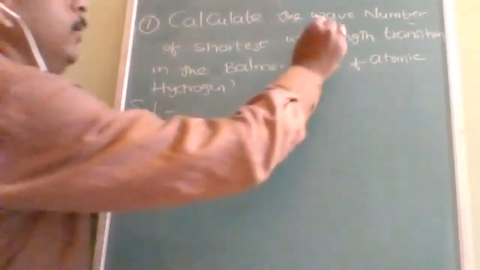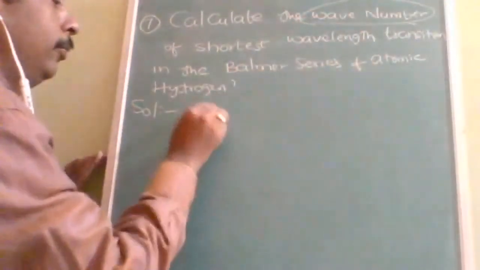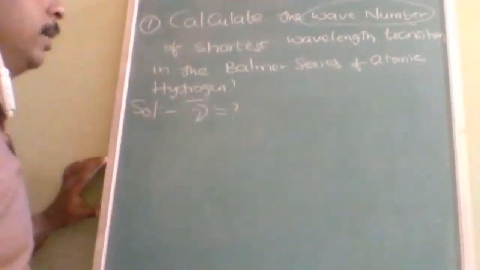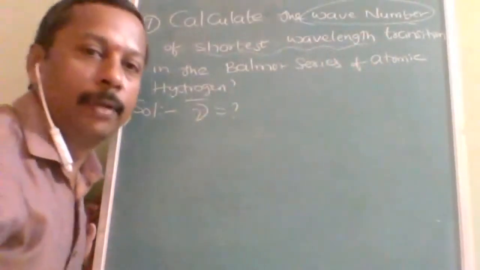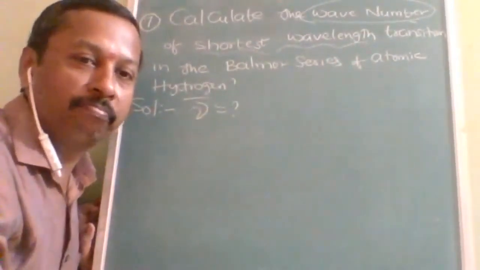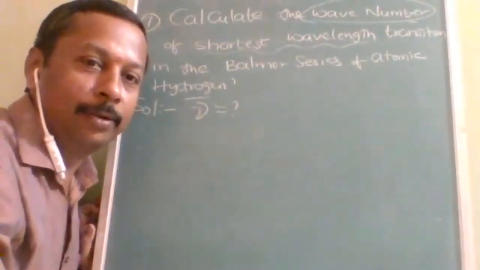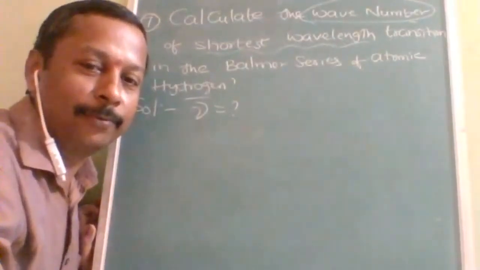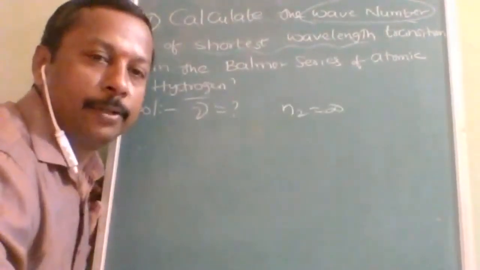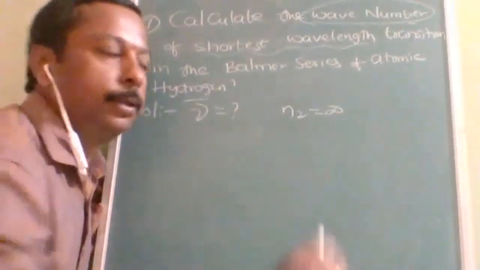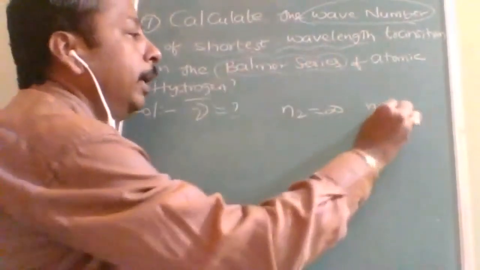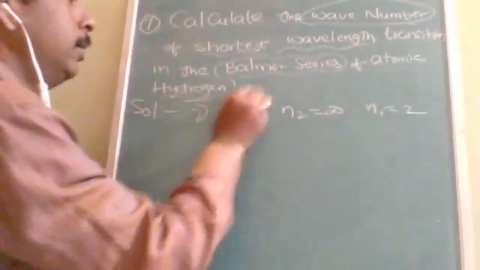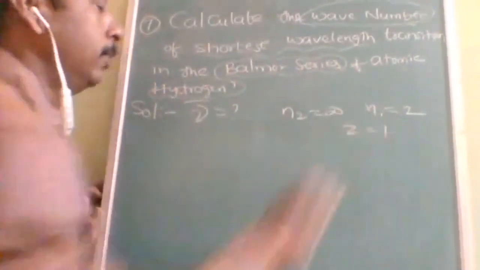Calculate wave number, nu bar is equal to question mark. Shortest wavelength. For shortest wavelength, what trick I told you? Don't know? Go through the video lecture, then only will come to know. Remember, for shortest wavelength, N2 is equal to infinity. And Balmer, Lyman Balmer, N1 is equal to 2. Atomic hydrogen, Z is equal to 1.